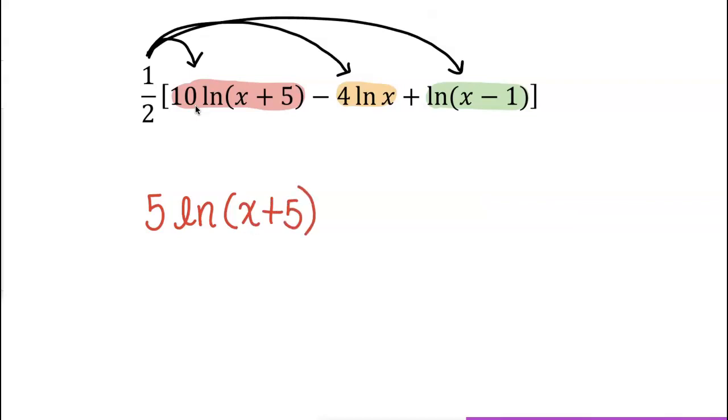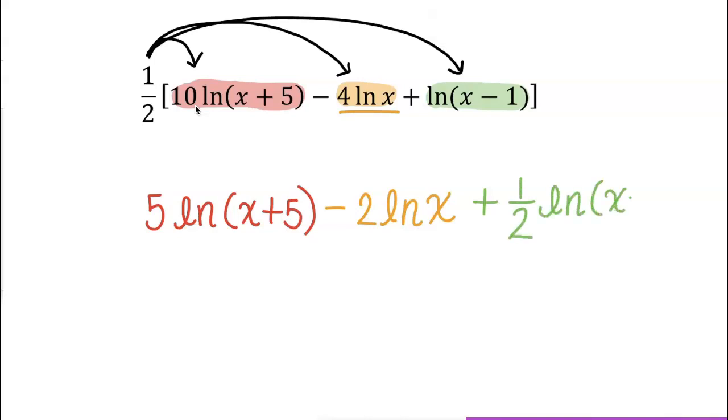Now, remember to take half of 4 for this. Half of 4 is 2, so we're going to get 2 natural log of x. Now, for that last green term, we just have to put plus half natural log of x minus 1.